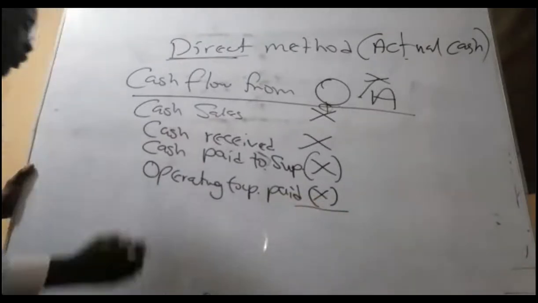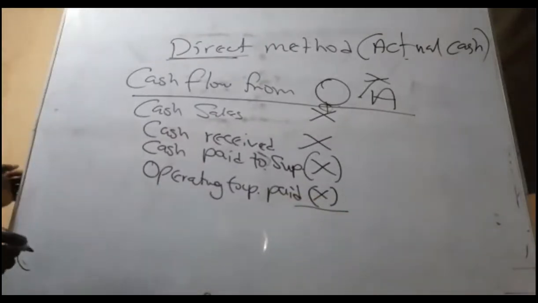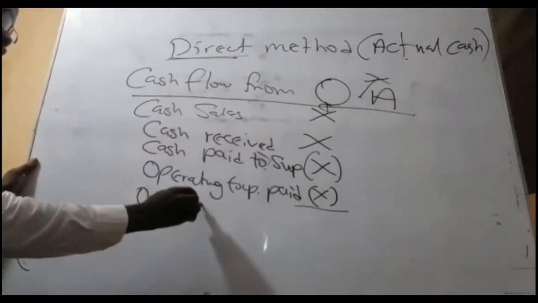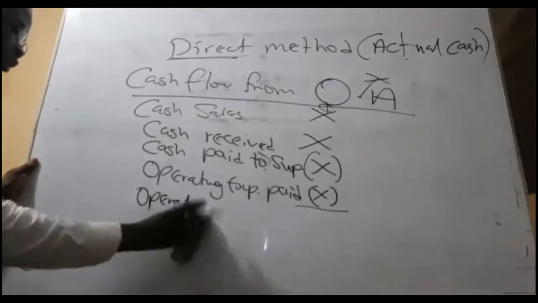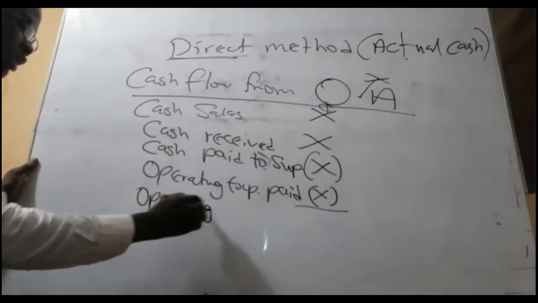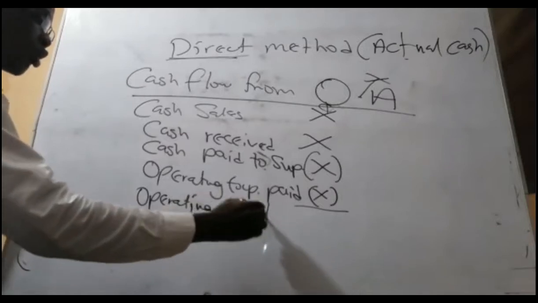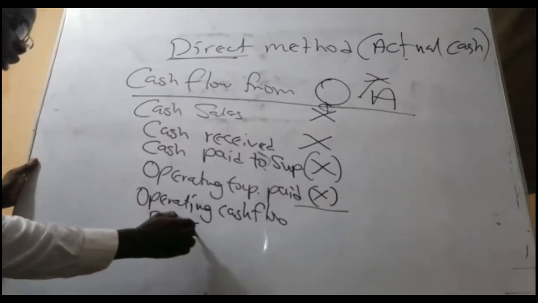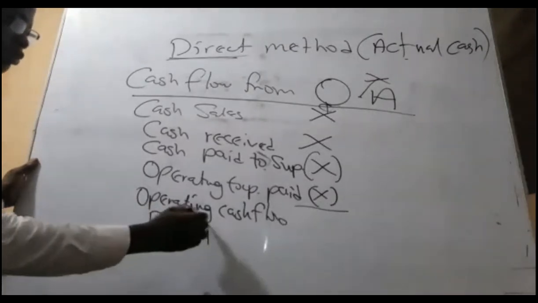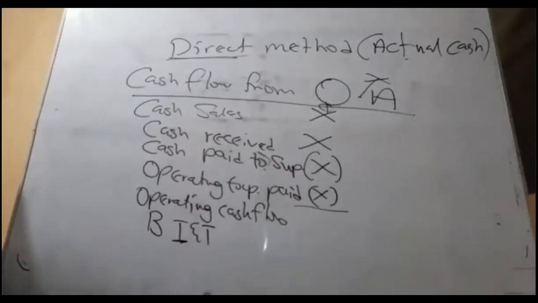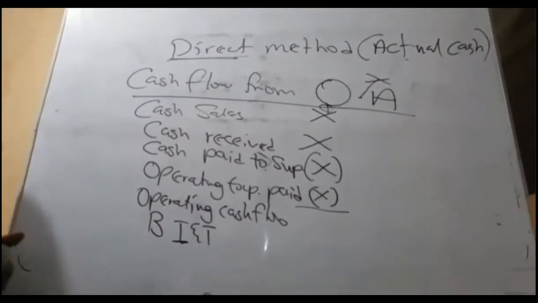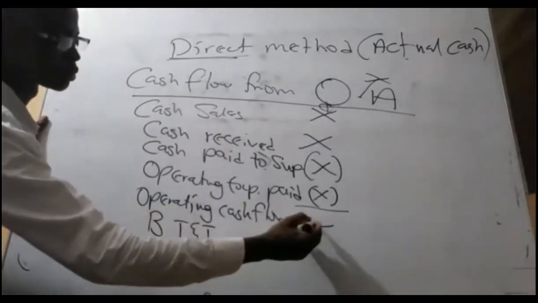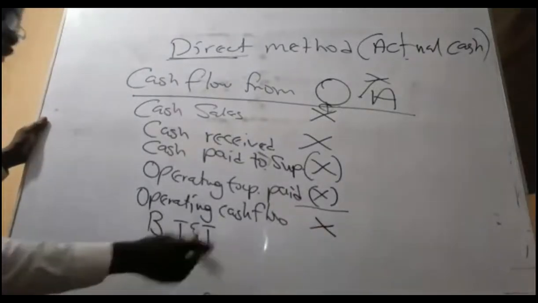We take them off and get what you call operating cash flow before interest and tax. Operating cash flow before interest and tax. So take note, its counterpart is the profit before interest and tax. Good. You put it there.